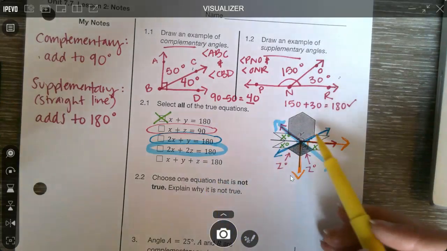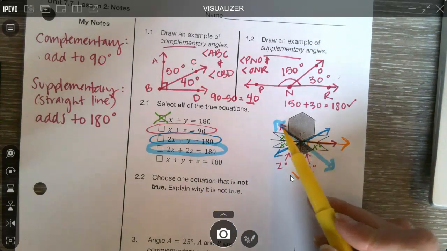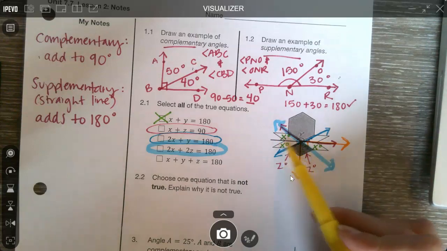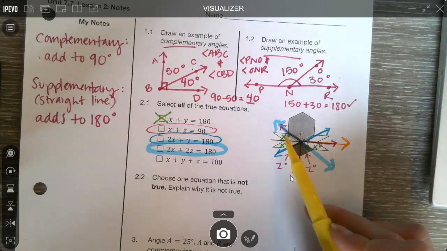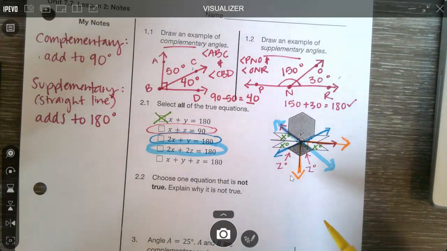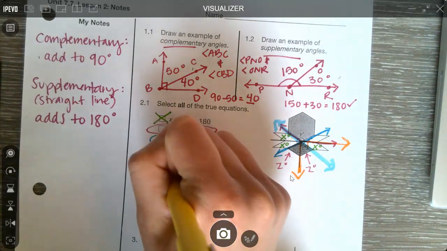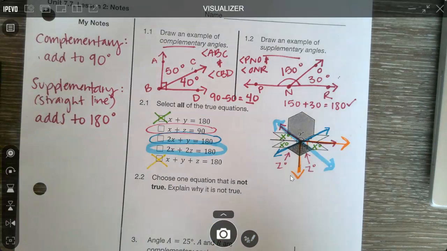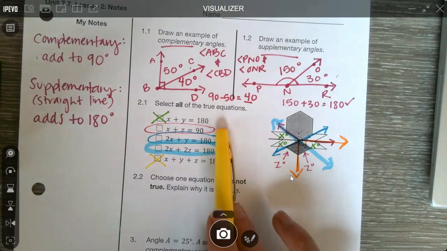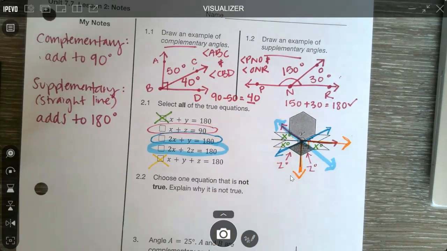If I have x and y, that obtuse one, I need a small one like this to make it 180. Z is not a small one, right? Y has to touch 2 x's to be true if it's 180. But if I put z on that corner, it's not going to work because z and x are not equal. So I'm just going to use my reasoning and know that that one is not true. So your ones that are true are the second, third, and fourth.